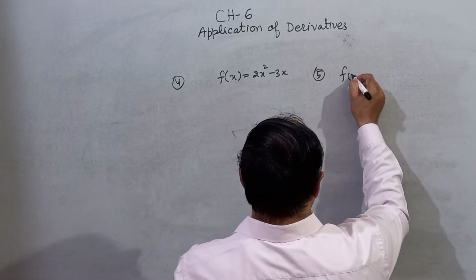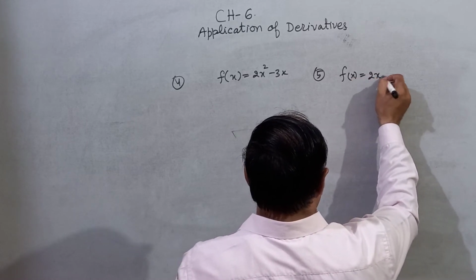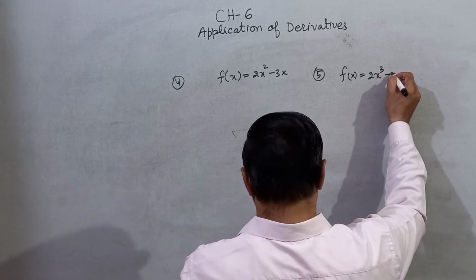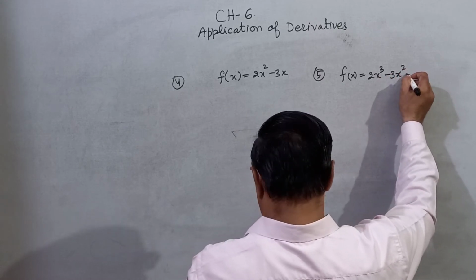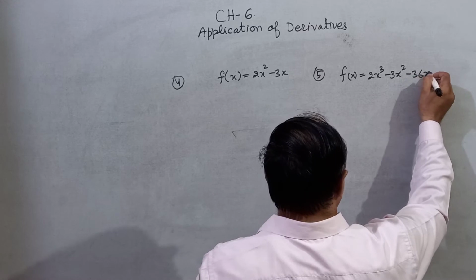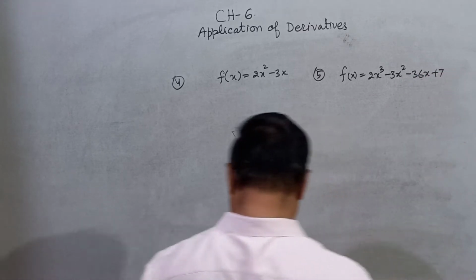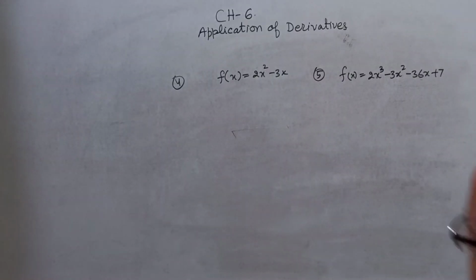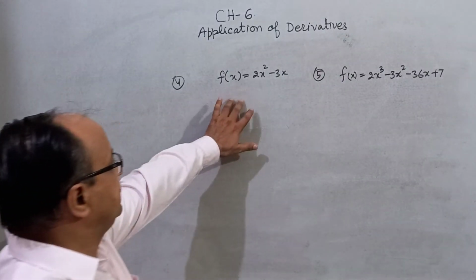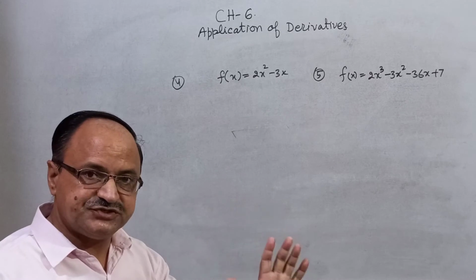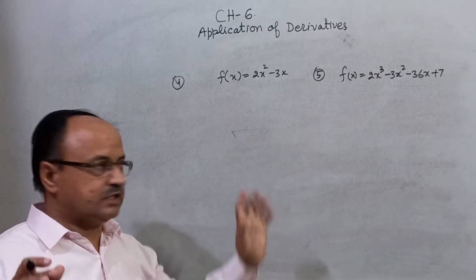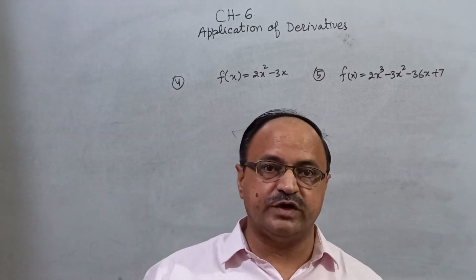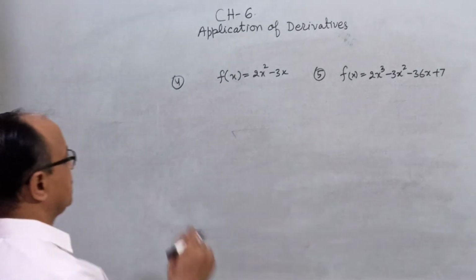The function is 2x cube minus 3x square minus 36x plus 7. Correct? Find the interval in which the function is strictly increasing or strictly decreasing. Both the questions. Question number 4 to 9, those are very important questions in this exercise.